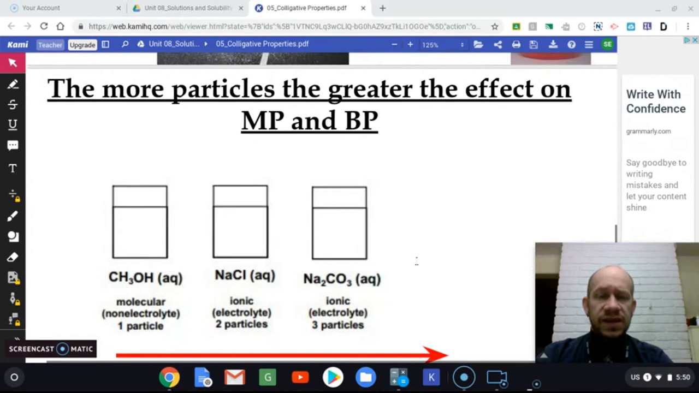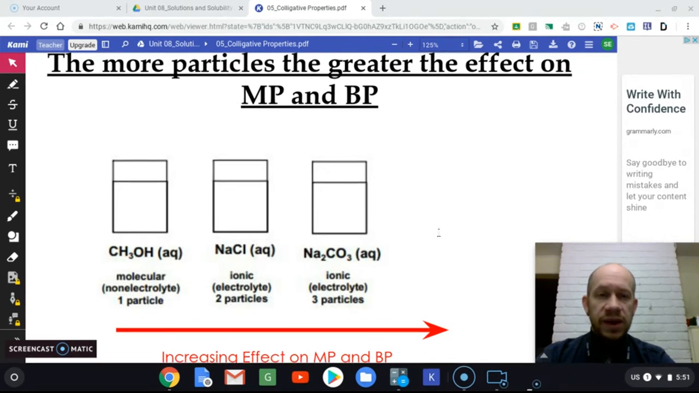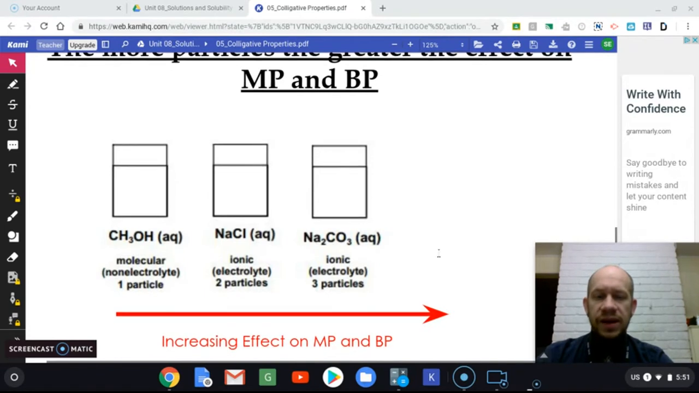The way I think of it, the more particles we put into something, the greater the effect on the melting point and the boiling point. So we have to recognize when we add something to water, how does it break apart into its component parts? A molecular substance or a non-electrolyte, when I dissolve it in water, is going to remain as one particle. So this CH3OH aqueous, that'll just be one piece.